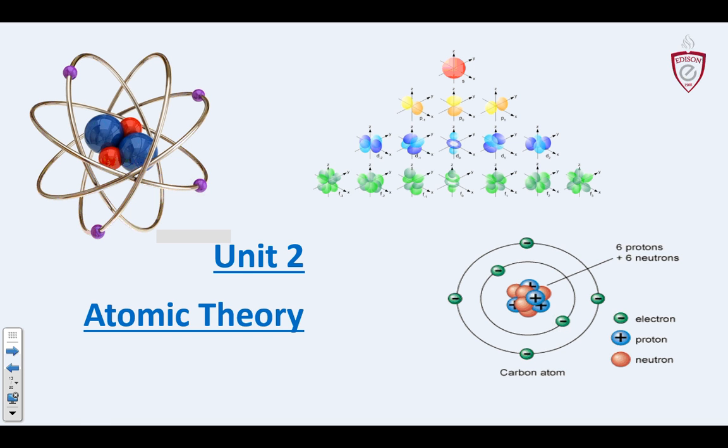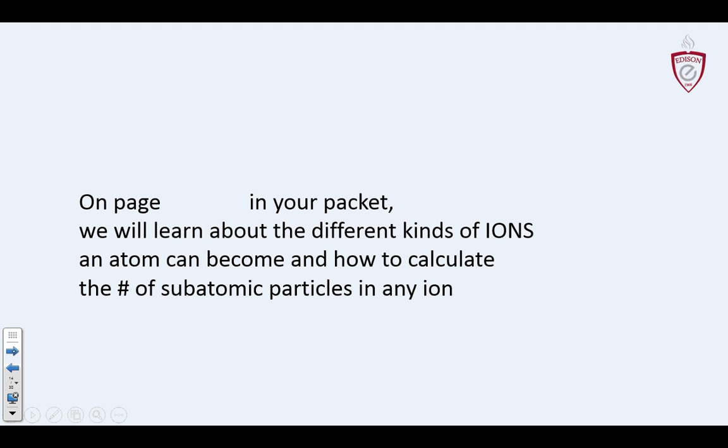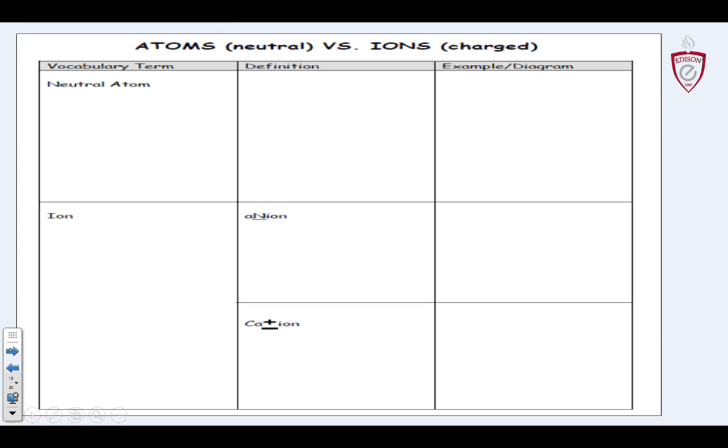It's great. We're talking about atomic theory still, and we're working on pages 12 through 13 in your packet. We're talking about different types of ions an atom can become, and how to calculate the number of subatomic particles in any atom or ion. That's the main point of what we're doing today. So let's move on to page 12.